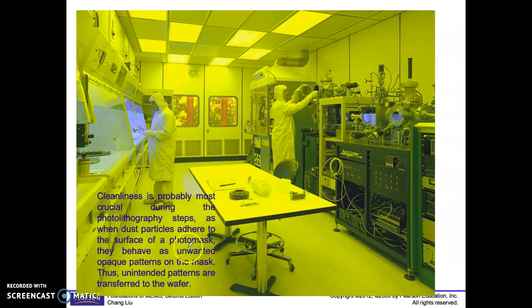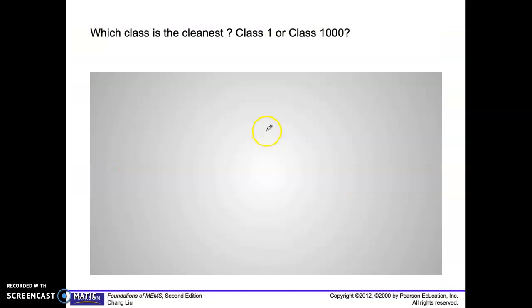Let's say we are doing photolithography. This is what we call transferring the pattern. In order to do that, you really need to do it in a clean room, or we call this one a yellow room, to avoid unintended patterns being transferred to the wafer.